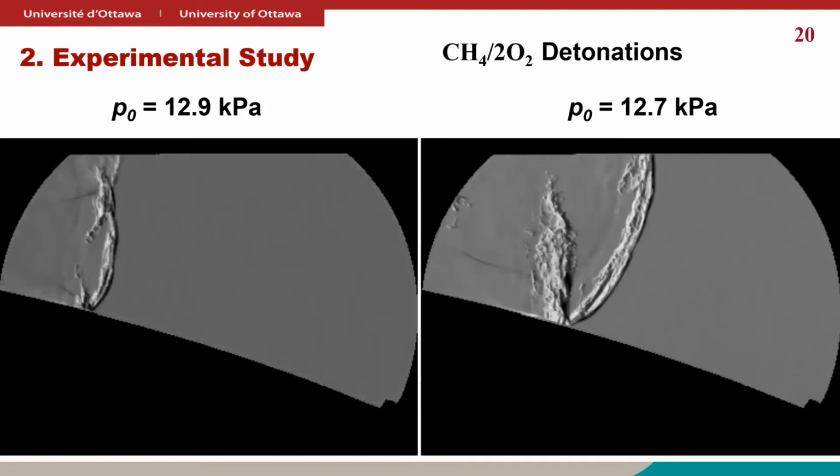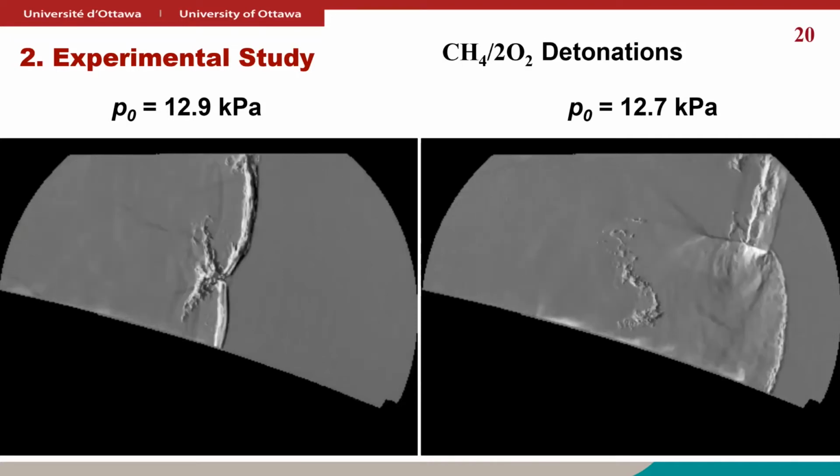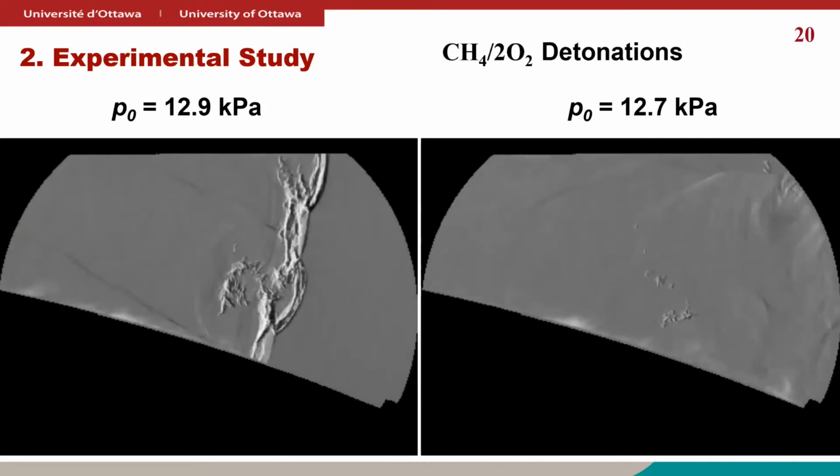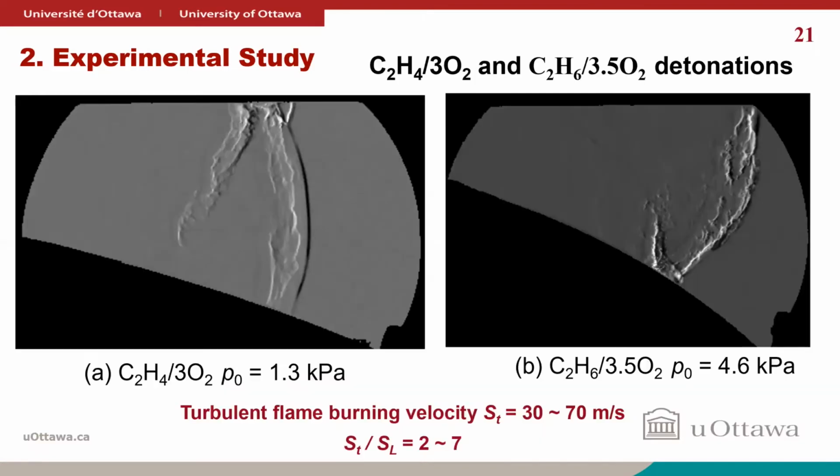Actually, if we look at the video, we could see that the burning of these pockets involves turbulent diffusion processes. This also happens for ethane-oxygen detonations and also ethylene-oxygen detonations, as shown in these two figures. You can see the significant unreacted gas pockets.